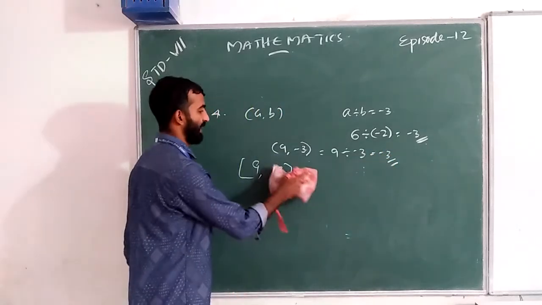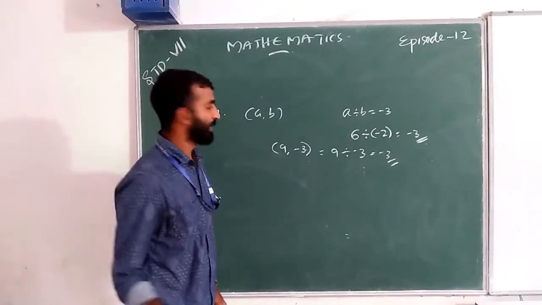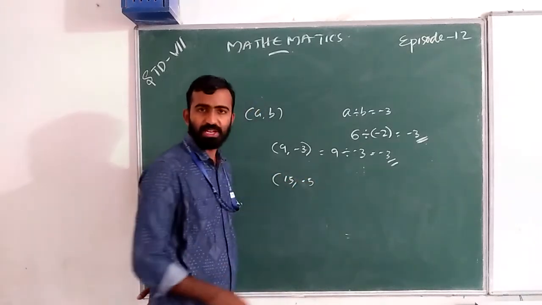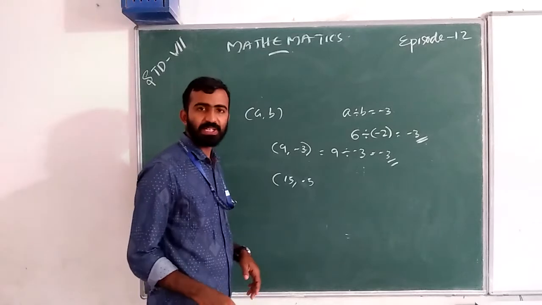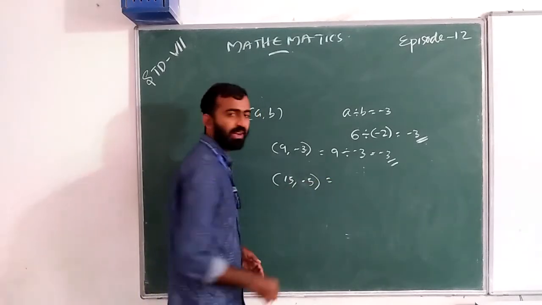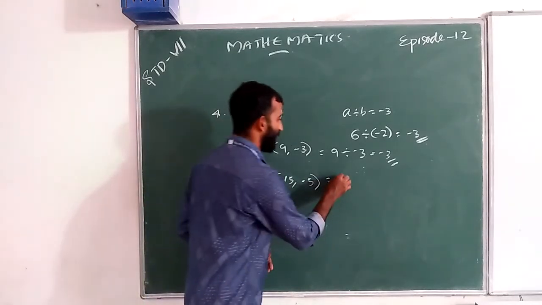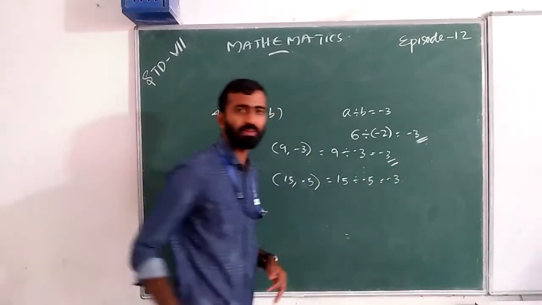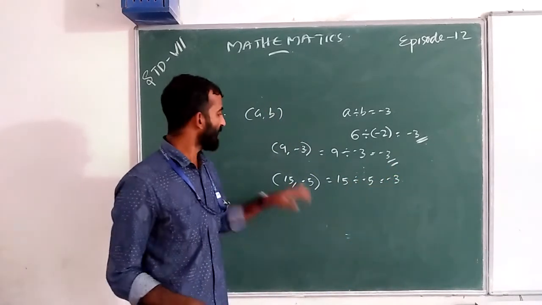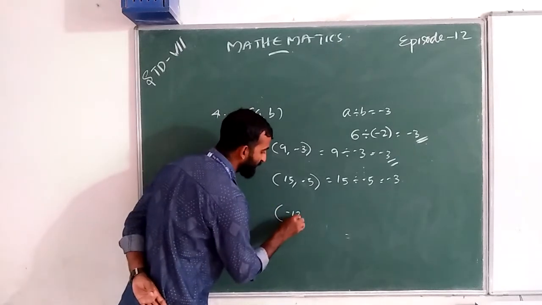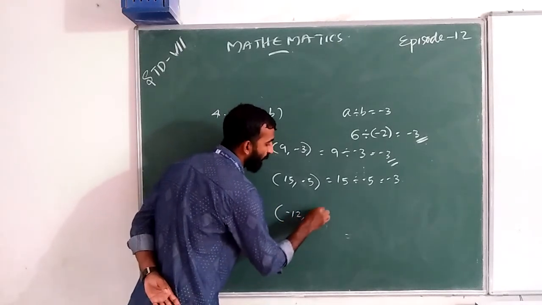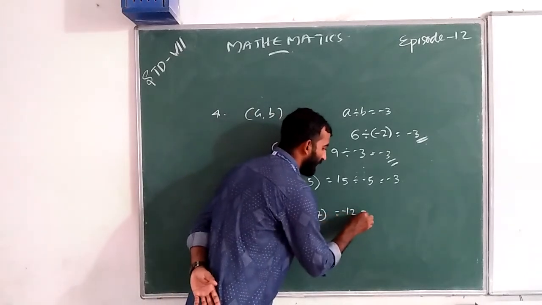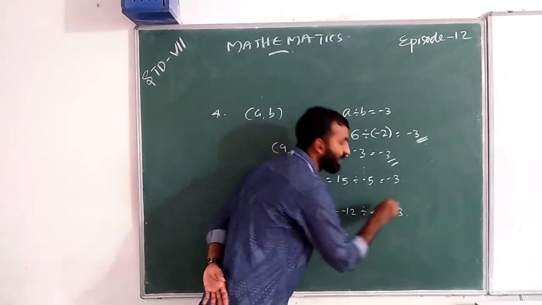And the next one is 15. A as 15 and b as negative 5. That is, we can write 15 divided by negative 5, we get negative 3. And the next one is negative 3rd and 4, because negative 3rd divided by 4, we get negative 3.